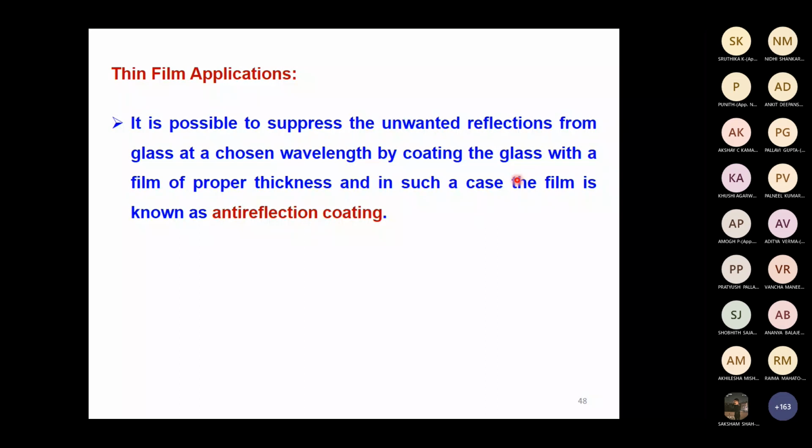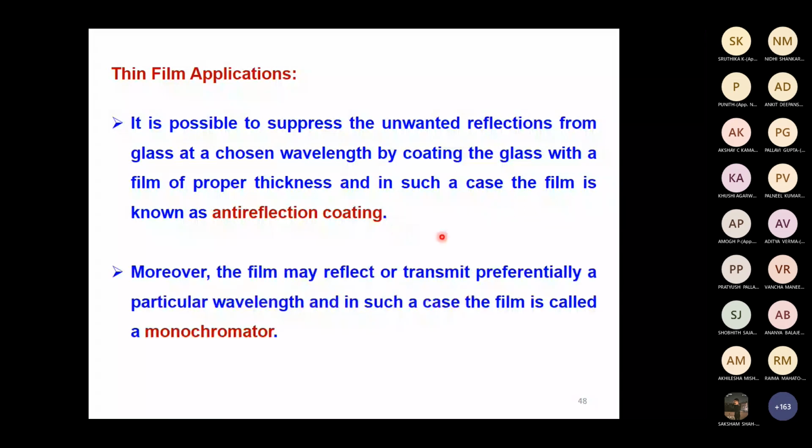You all know the difference between the normal and the anti-reflection coating glass. It costs quite a bit. Of course, it has an advantage because it reduces the reflections. That enhances the vision, in the sense, improves the quality of transparency. Moreover, they are also used in monochromators, where they transmit a particular wavelength which is required. These are some applications of thin film interference.